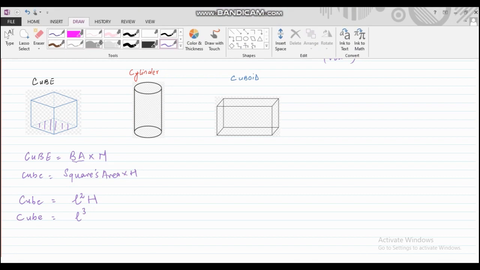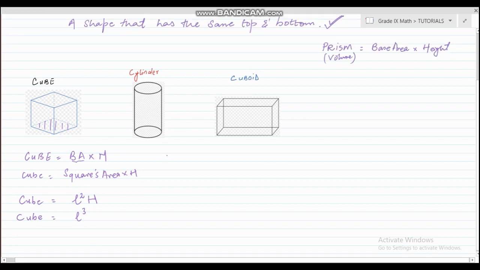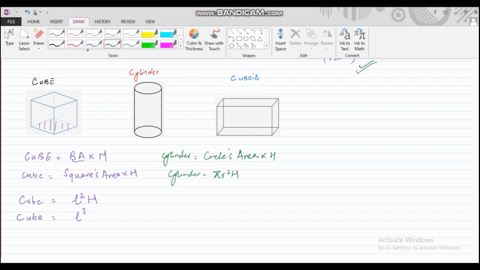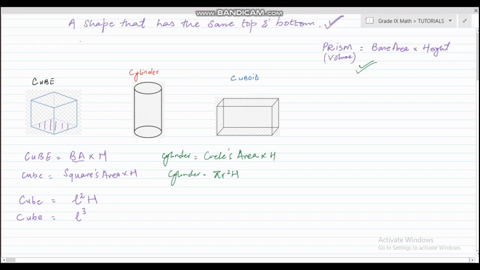Now we can go ahead and see the cylinder. A cylinder is also a prism, so it would definitely follow the criteria of the prism right over here, that is base area multiplied by height. In the case of the cylinder, the base is a circle, so that would be the circle's area times height. The circle's area is pi r squared, times H. So there you have the formula for the cylinder. You can always derive the formula, no need to learn them. Nothing against those who are willing to learn them.